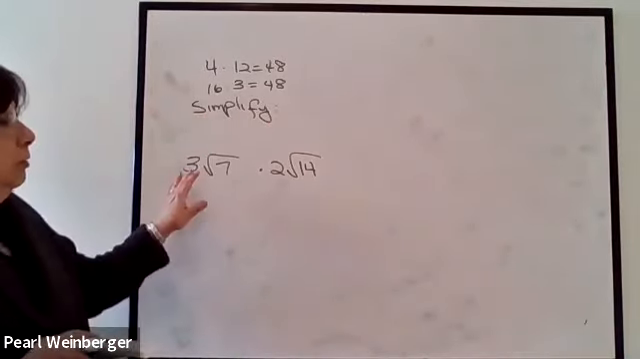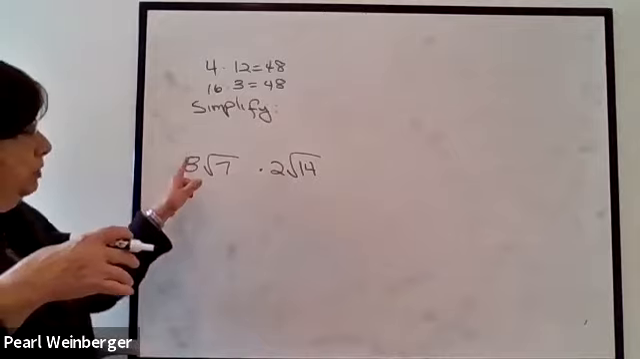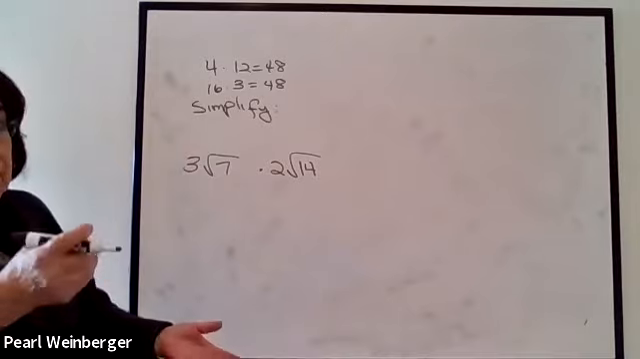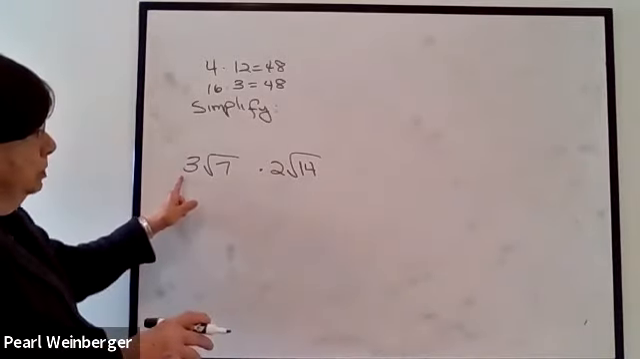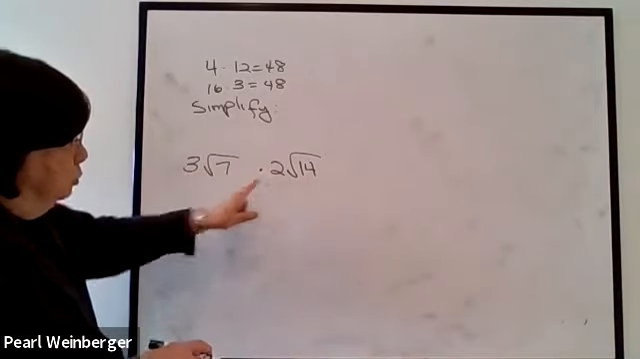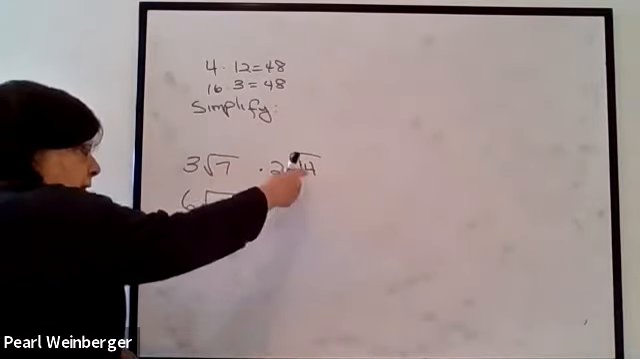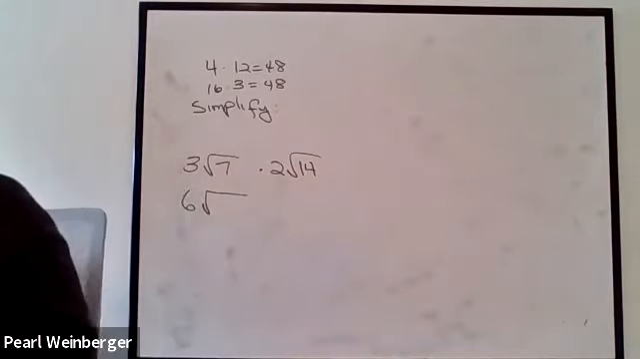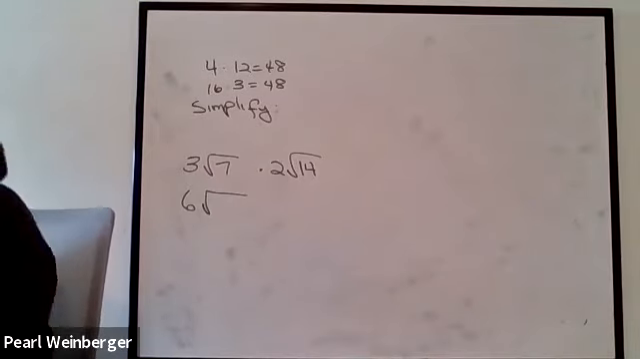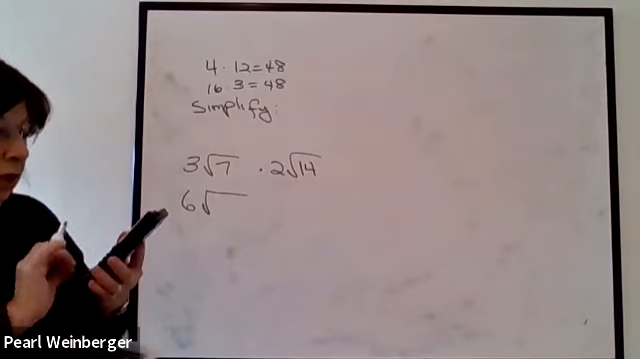Can we multiply them? Well, first of all, they both have to be square roots. You can't have a square root with a cube root. They both have to have the same index. But if they do, then the method is quite simple. What you do is you multiply the coefficients, the numbers on the outside, together. So 3 times 2 is 6. And then you multiply the numbers inside the radicals together. And 7 times 14, let me get my calculator. I think it's 98, but let's just make sure. 7 times 14 is 98.